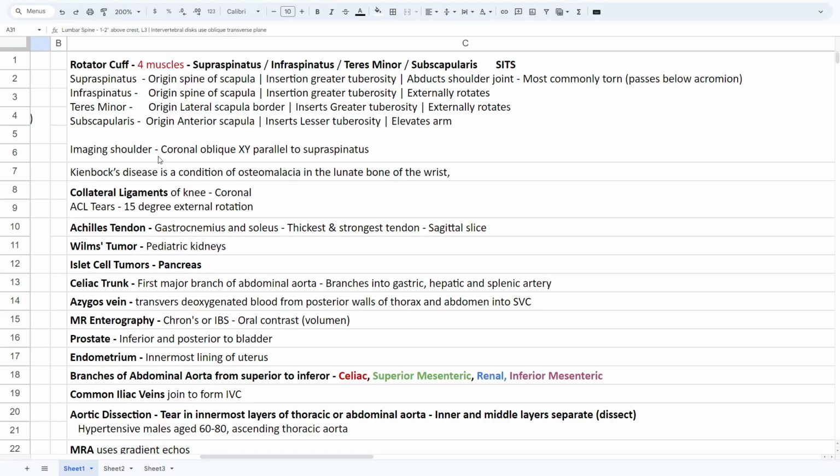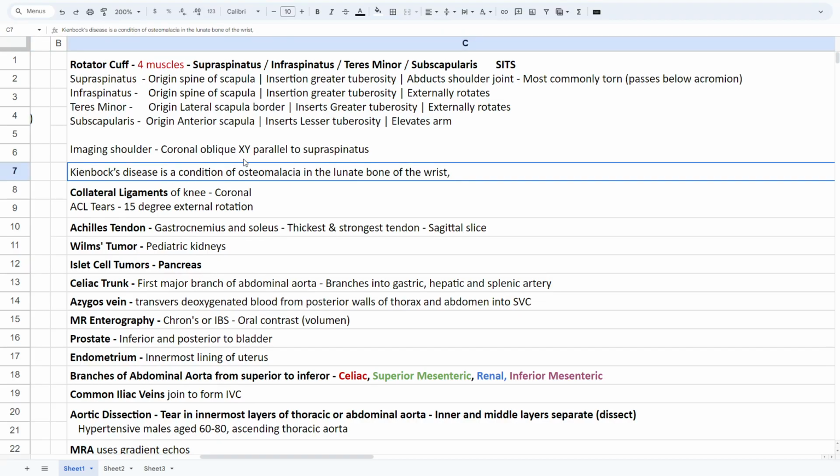So if you image a shoulder, the coronal oblique is in the XY plane and parallel to the supraspinatus. Kienböck disease is a condition of osteomalacia in the lunate bone of the wrist.